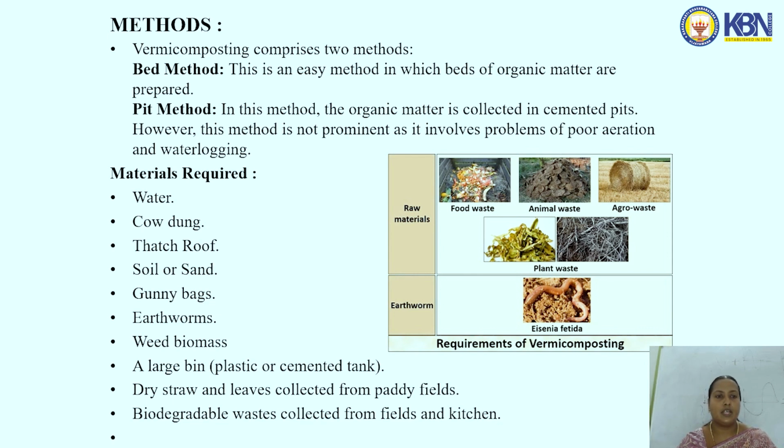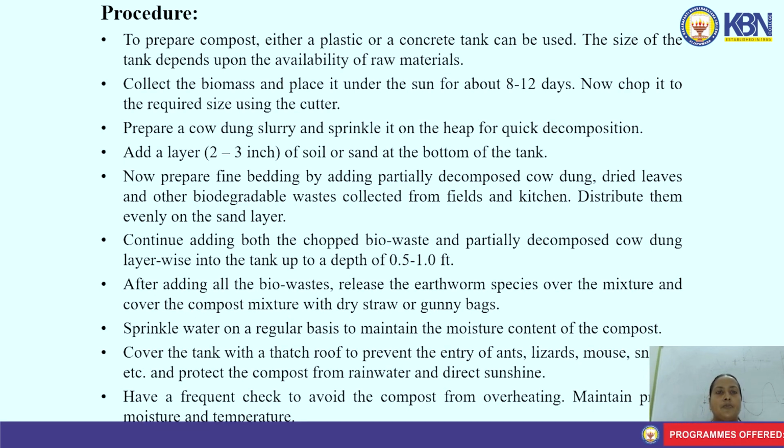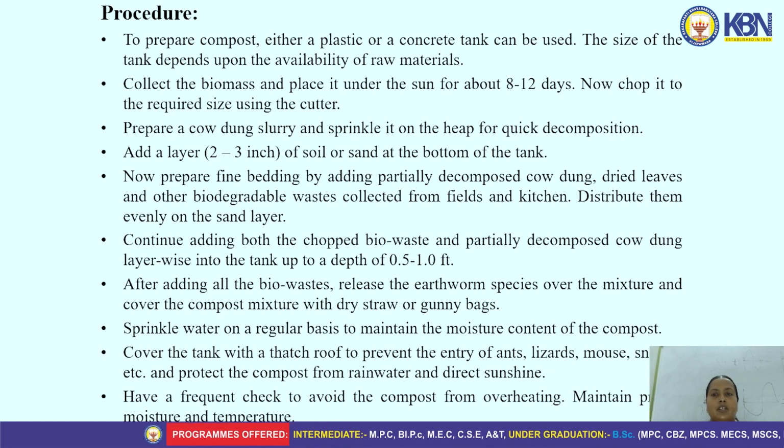Materials required: water, cow dung, thatched roof, soil or sand, gunny bags, earthworms, weed biomass, a large bin, dry straw and leaves collected from paddy field, biodegradable waste collected from fields and kitchen. Procedure. To prepare compost, either a plastic or concrete tank can be used. The size of the tank depends upon the availability of raw materials. Collect the biomass and place it under the sun for about 8-12 days. Now chop it to the required size using a cutter. Prepare a cow dung slurry and sprinkle it on the heap for quick decomposition.